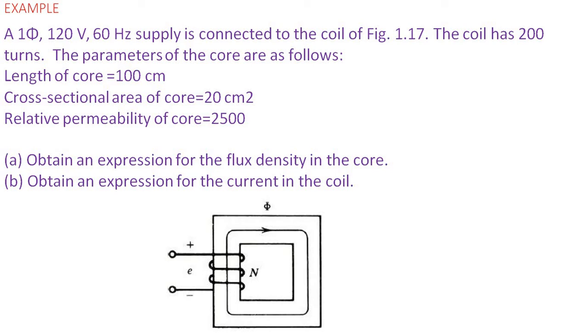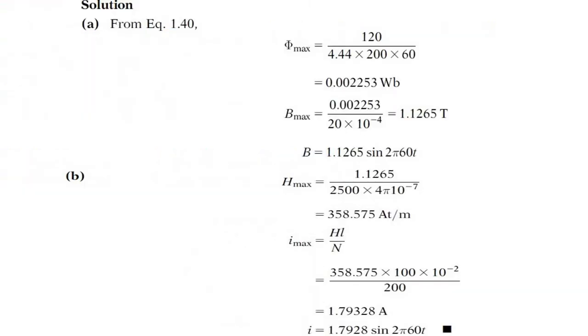Then N is the number of turns, E is the input supply voltage, then phi is the flux linkage of the coil. From the equation, phi max is equal to 120 divided by 4.44 into 200 into 60, that is equal to 0.002253 Weber. B max is equal to 0.002253 divided by 20 into 10 to the power minus 4, which is equal to 1.1265 Tesla. That means the flux density is B equal to 1.1265 sin 2 pi 60 t.